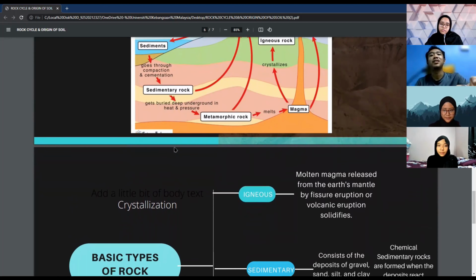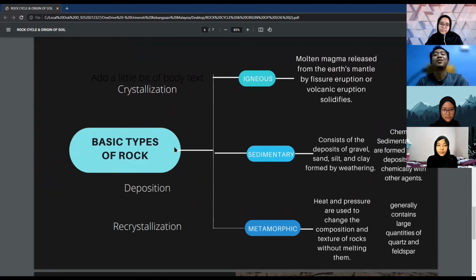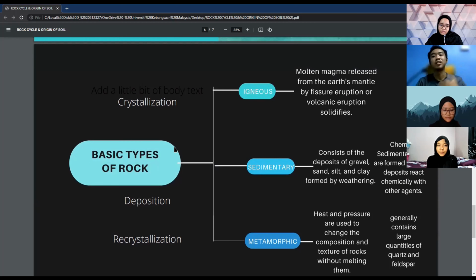After the process, it will go to the metamorphic. Sorry. And what is metamorphic? Metamorphic is heat and pressure used to change the composition and texture of rock without melting them. So we give heat and pressure to change the composition and texture of the rock without melting the rock itself.